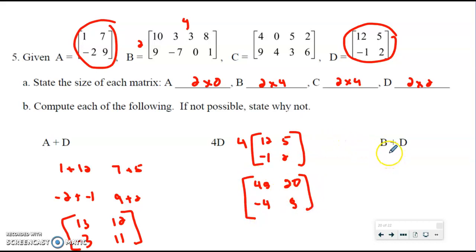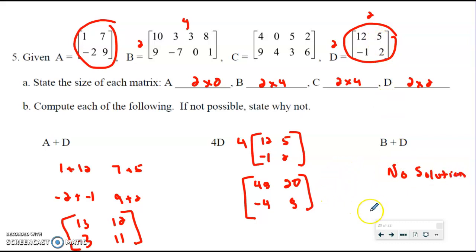Now, this last one is asking me to find out what B plus D is. Well, in this case, it's a 2 by 4 and it's a 2 by 2. If I look at these two matrices, are they the same size? And we would say no, because there are 2 more columns in matrix B than there are in D. So in this case, because they're not the same size, we would say there's no solution.